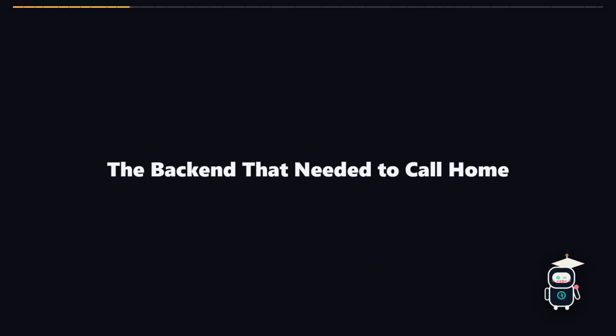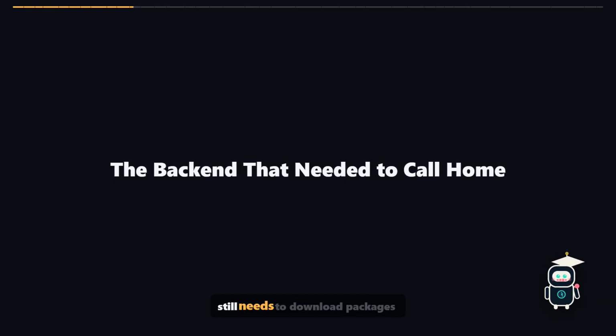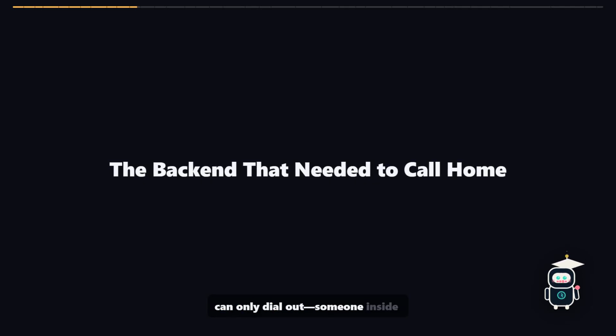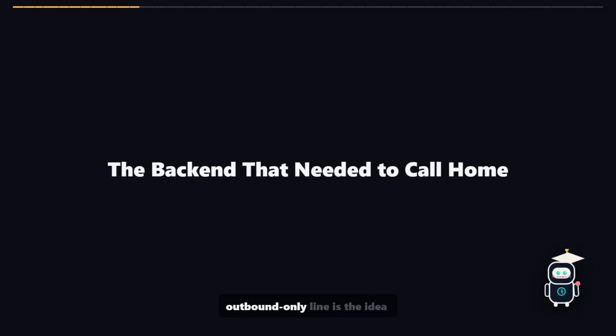Now think about the problem a NAT gateway is designed to solve. A backend API sits in a private subnet, deliberately kept off the public internet, because you don't want strangers reaching it. But it still needs to download packages and call an external payment API every night. Without an outbound path, those calls fail. It's like a locked server room with a phone that can only dial out. Someone inside could call the outside world, but nobody outside can call back into the room. That outbound-only line is the idea behind what a NAT gateway does.